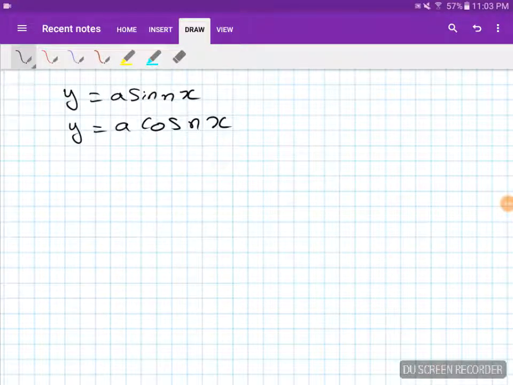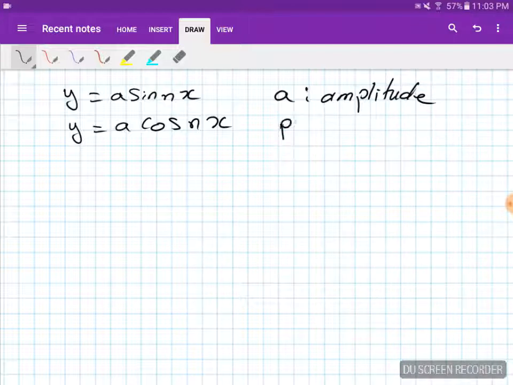Okay, to graph y equals a sine nx or y equals a cos nx, we need to write down two things. The first thing is amplitude. The number in front of sine x or cos x is the amplitude. And the period you need to write down.